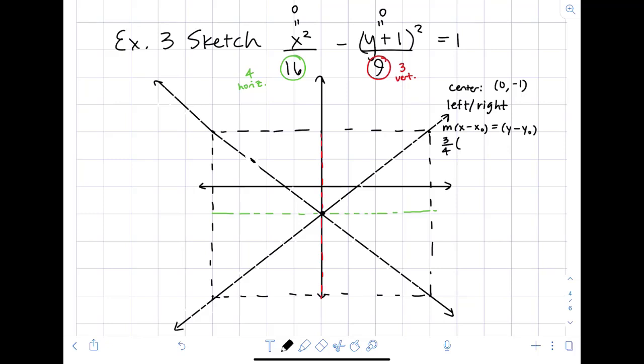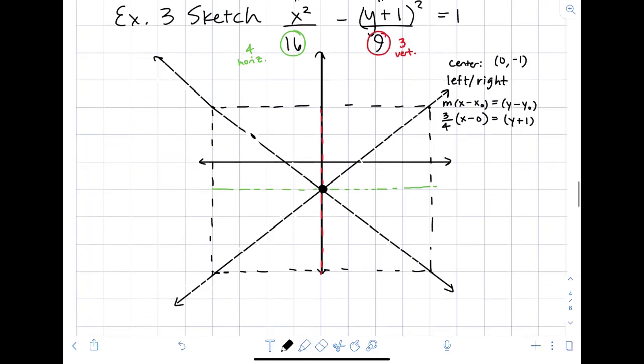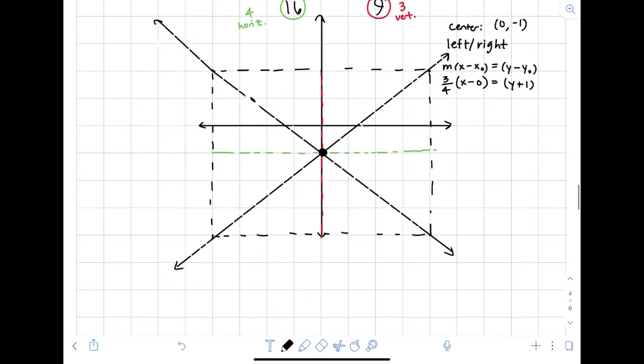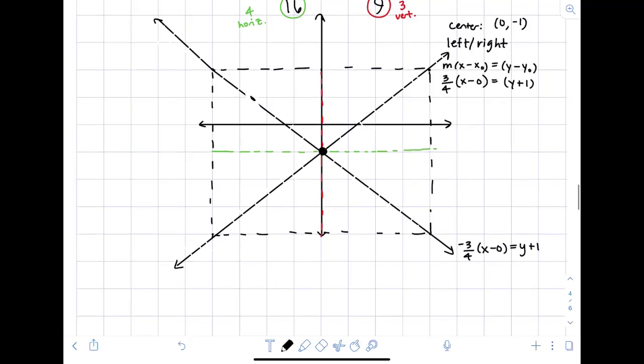And x minus the x coordinate, the point on this would be the center. So the center x coordinate is 0. And then the y coordinate for that is -1, so y minus -1 is y plus 1. Okay, so there's our formula for that asymptote. The formula for the asymptote on the bottom, the only thing that's different is that it's a negative slope. So still contains the same center point. So there's our formula for the asymptotes.